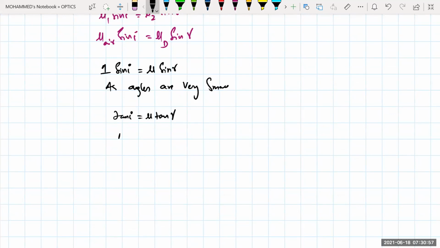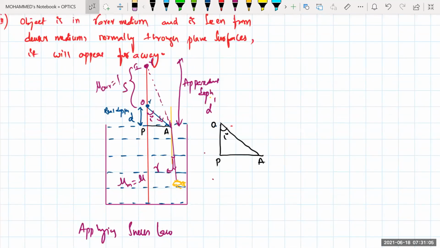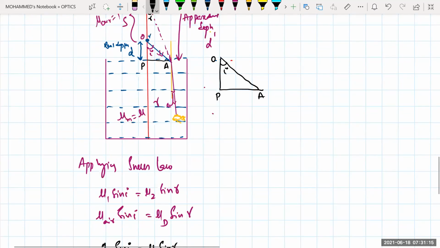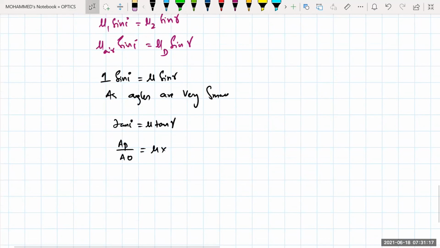Can I write it like that? AP divided by AO is equal to mu into tan R. Tan R is equal to, if this is R, this is also R. Is it AP divided by OP? Yes, PO, sorry, I have written.